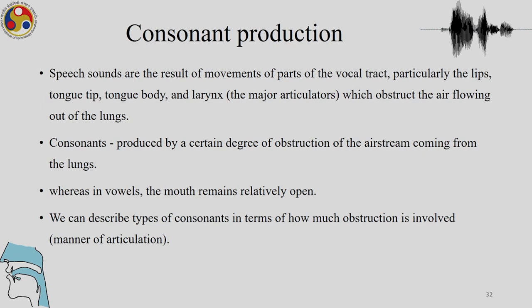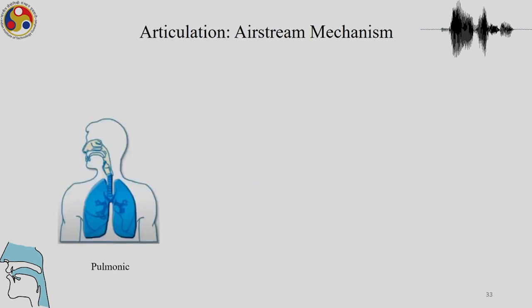We can describe types of consonants in terms of how much obstruction is involved, and that is called the manner of articulation. Another important aspect which we'll look at a lot in this course is airstream mechanism. The shaded area there is the part which is involved in the airstream mechanism. The air pushed out from that part involves that organ.